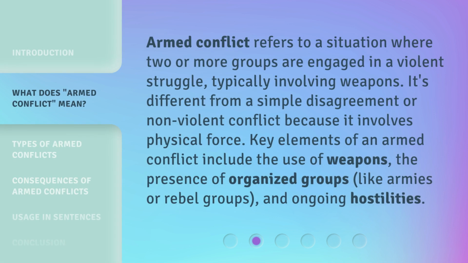Armed conflict refers to a situation where two or more groups are engaged in a violent struggle, typically involving weapons. It's different from a simple disagreement or nonviolent conflict because it involves physical force. Key elements of an armed conflict include the use of weapons, the presence of organized groups, like armies or rebel groups, and ongoing hostilities.